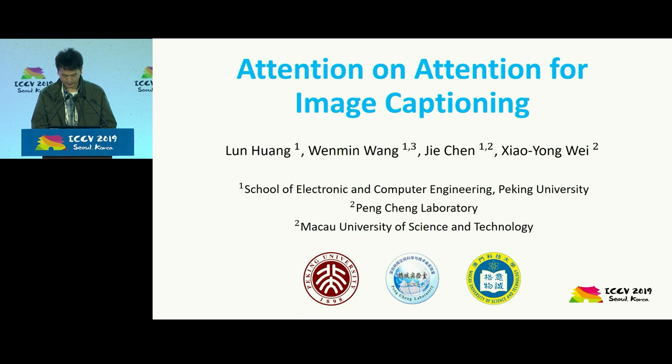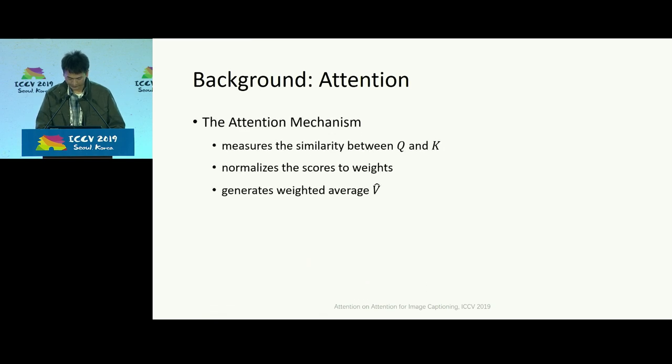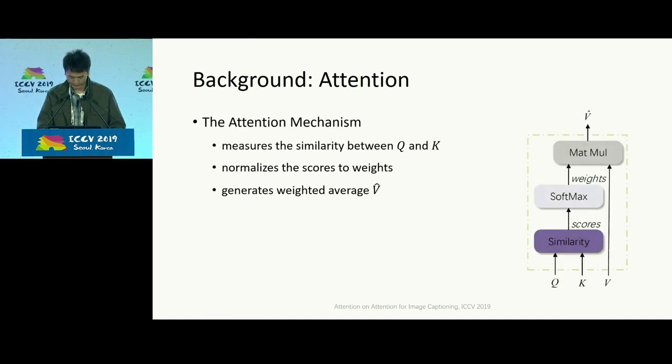So in this paper, we present attention on attention as a general extension to existing attention models for image captioning. The attention mechanism has been widely used in many tasks, including image captioning. It takes a query Q, a key K, and a value V as inputs, and then generates hat V, a weighted average of V, based on the similarity between Q and K.